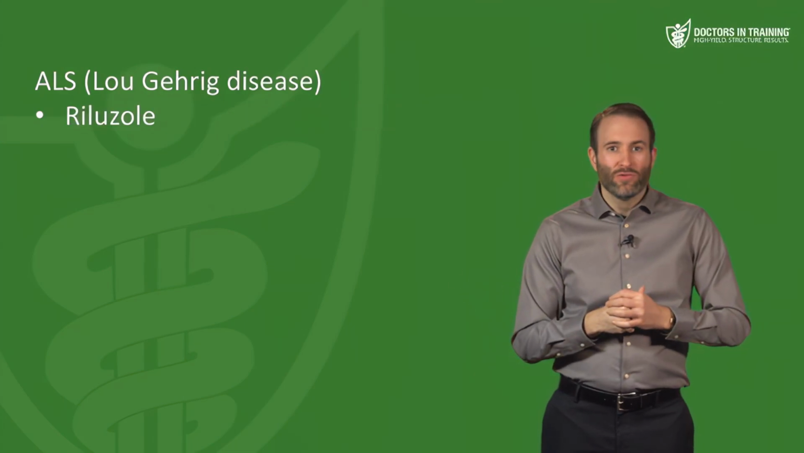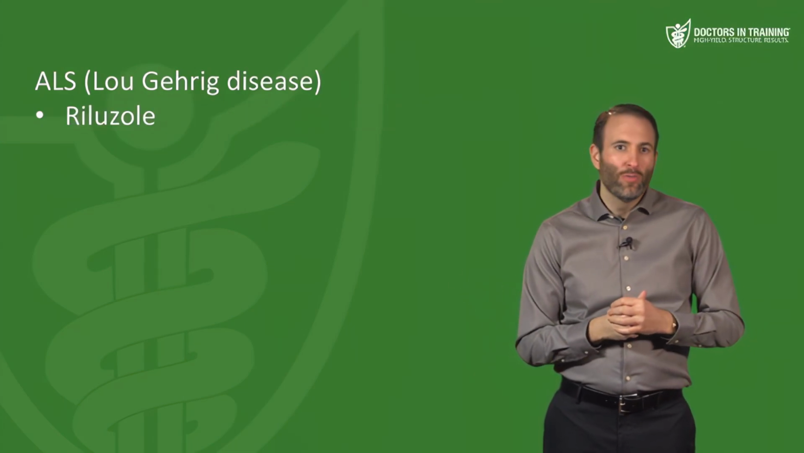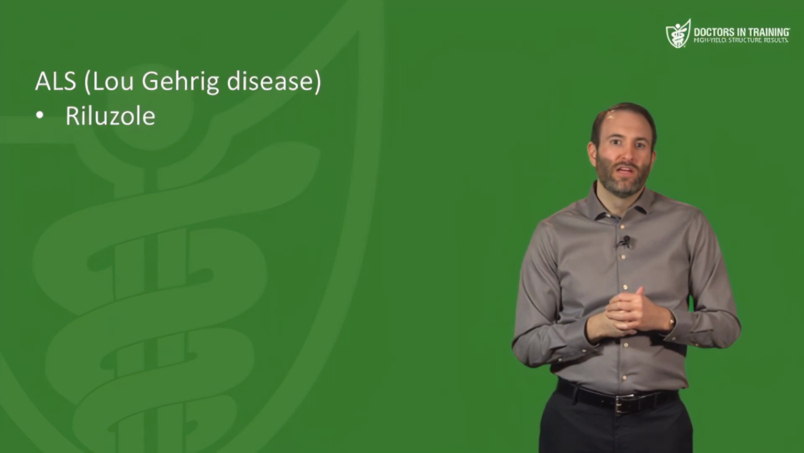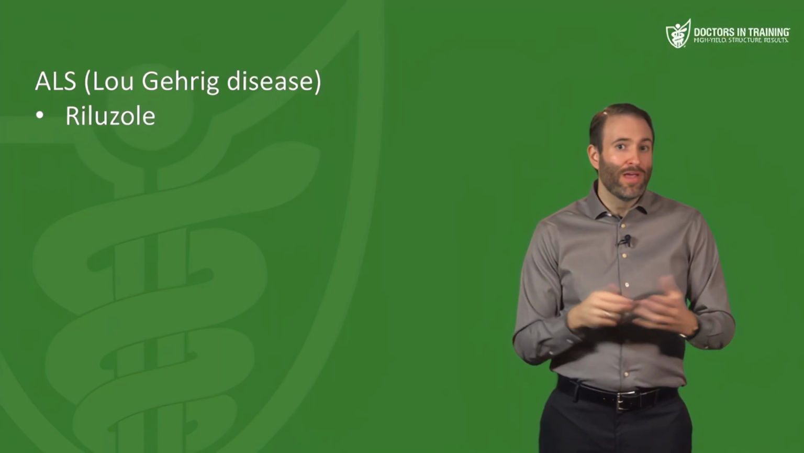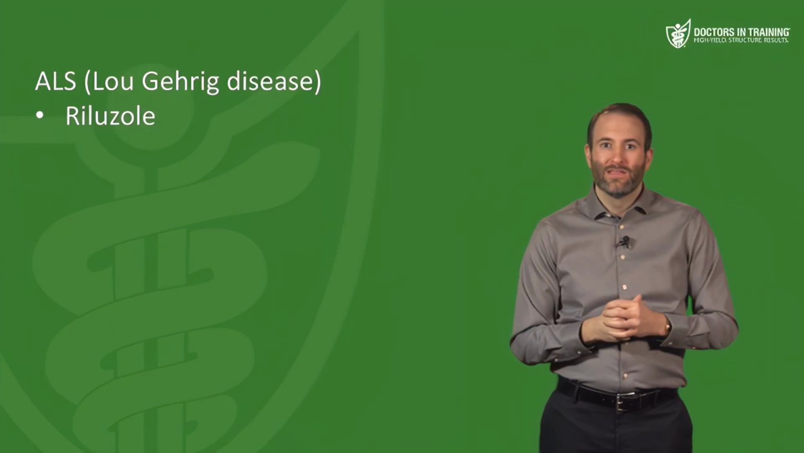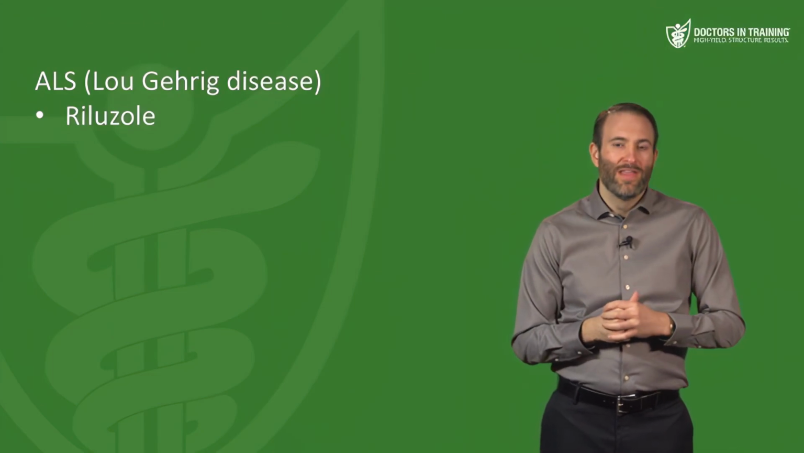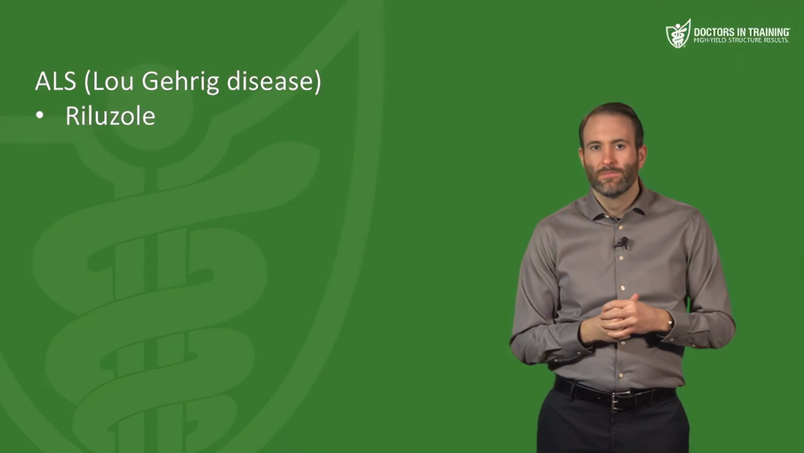Now, riluzole is a treatment that can help a little bit. It can lengthen the survival time by decreasing the presynaptic glutamate release. So glutamate, or glutamic acid, is an excitatory neurotransmitter that can be toxic to the CNS.